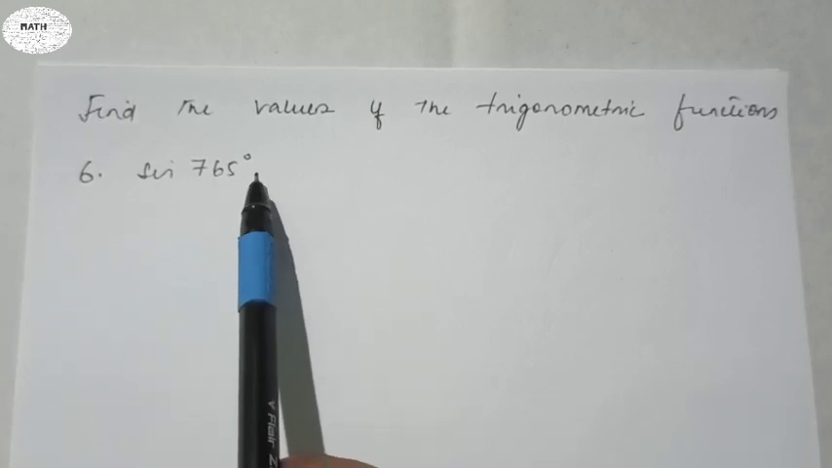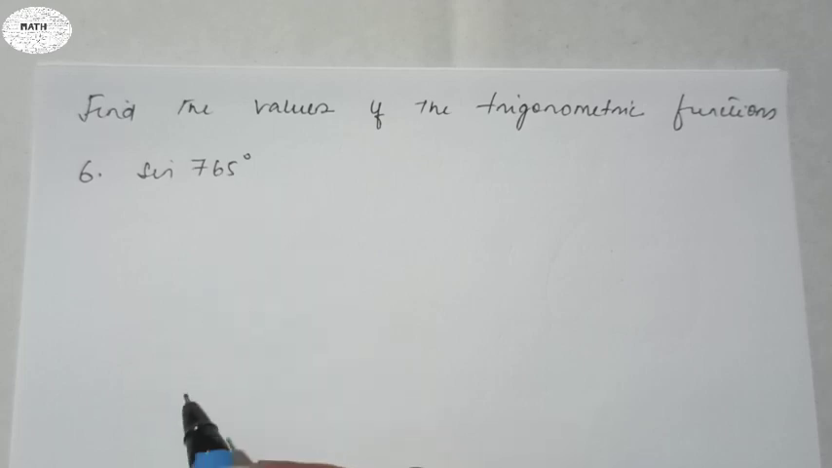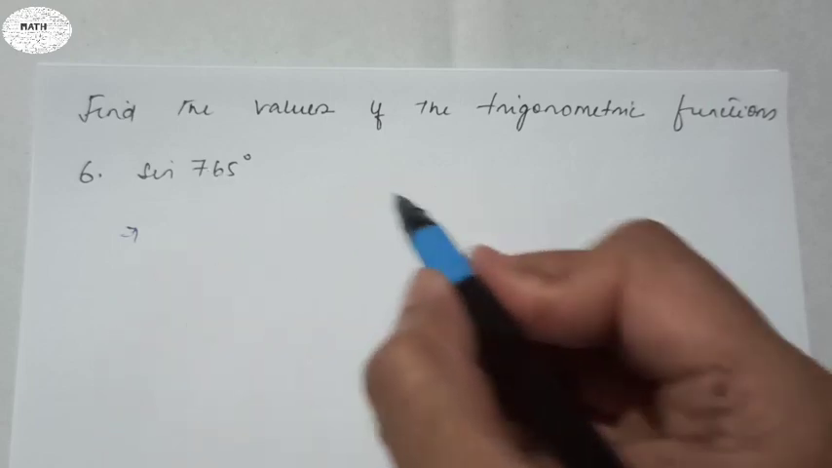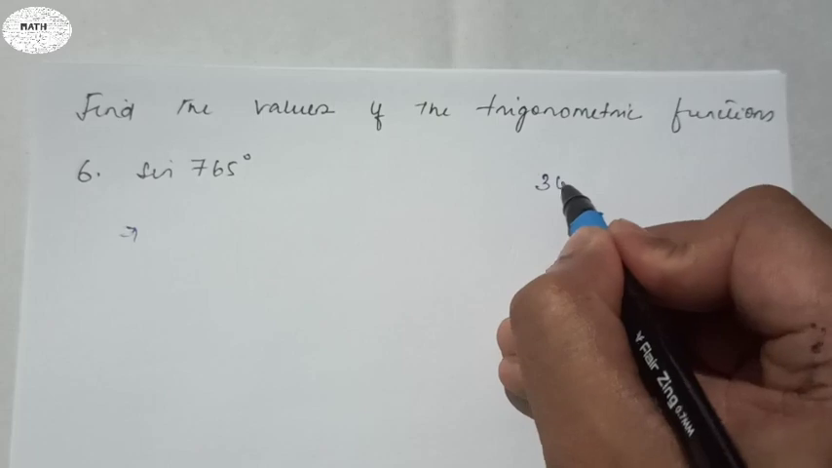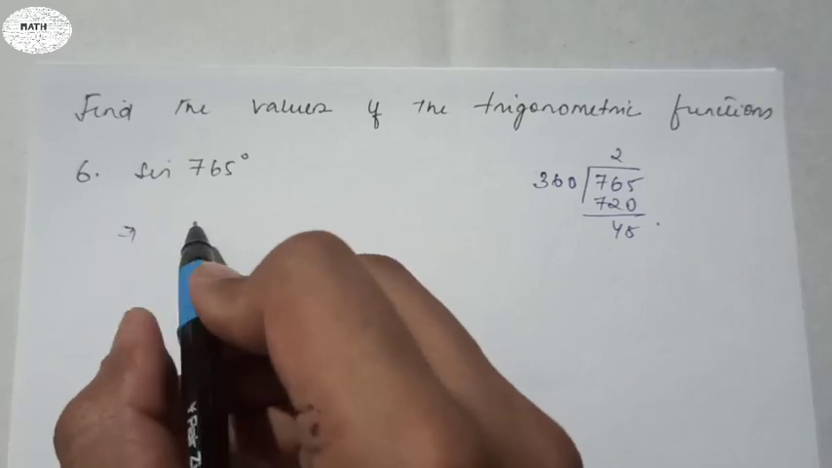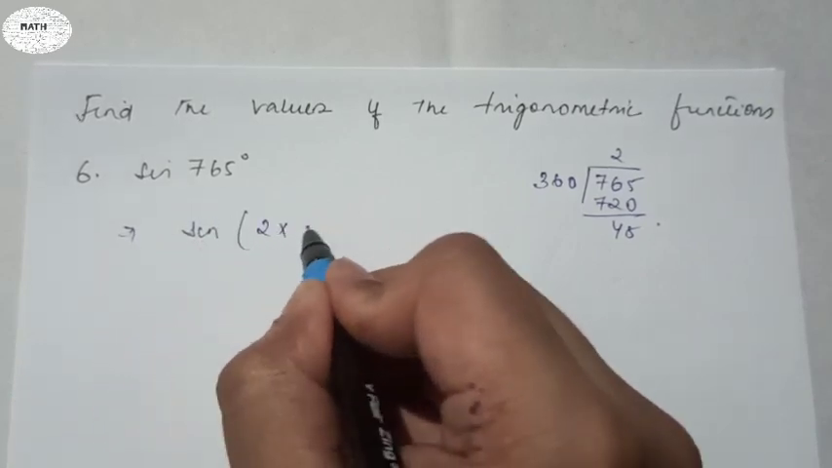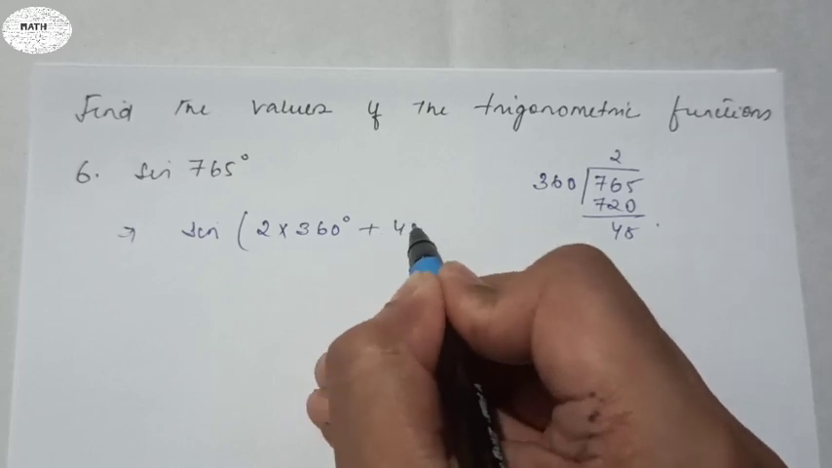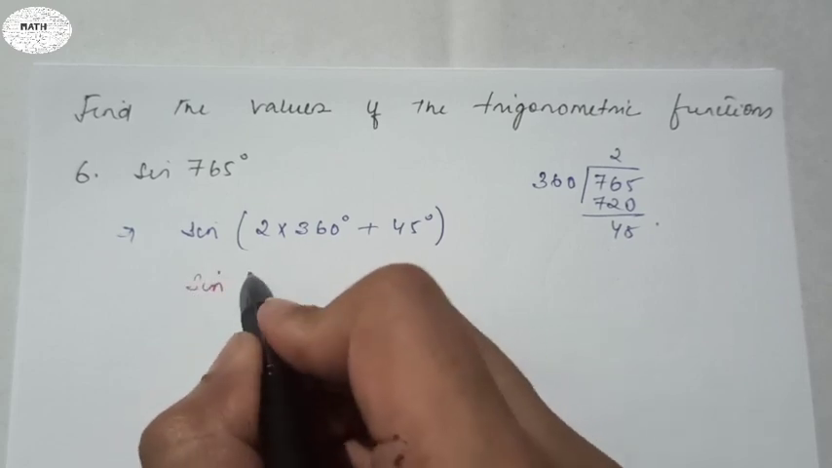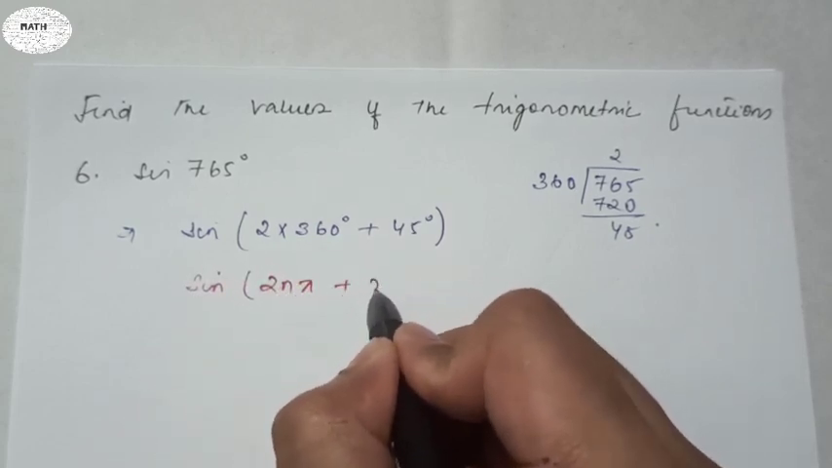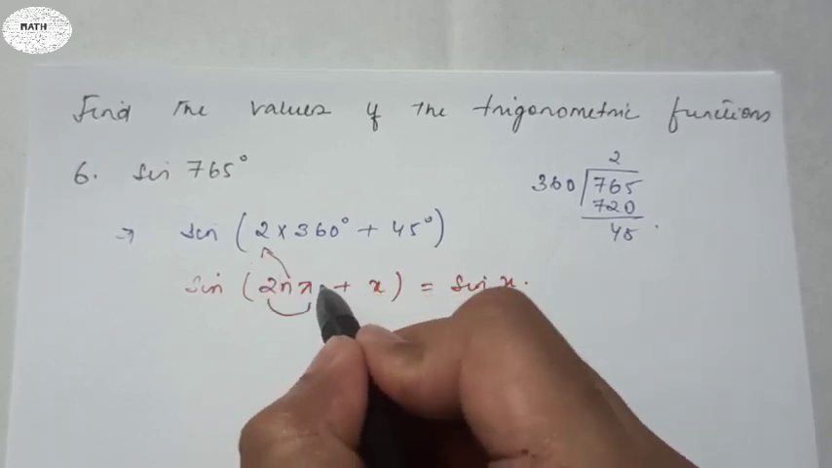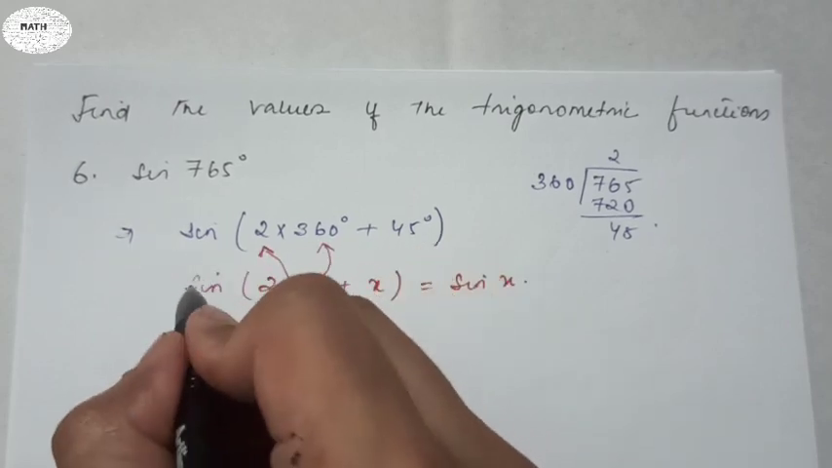Sin 765, nobody knows the answer because it's very huge. So what I can do is convert 765 into a multiple of 360. If I divide 765 by 360, I get 2, that's 720, and I get 45 left. So that's nothing more than sin(2 into 360 degree plus 45 degree), which is the same thing as sin(2n pi plus x), which happens to be sin x. Now over here n is 2 and 2 pi is nothing more than 360, if you look carefully.